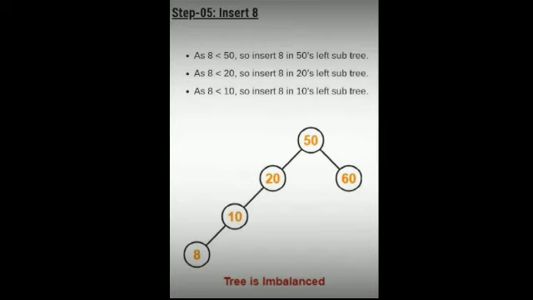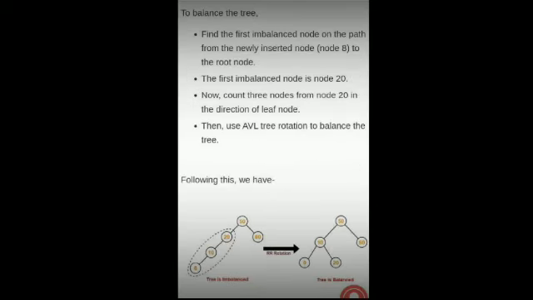The next element to be inserted is 8. 8 is less than 20, less than 10, and less than 50. So we need to insert 8 as the left child of 10. In this, the tree is not balanced because 20's balancing factor is -2.